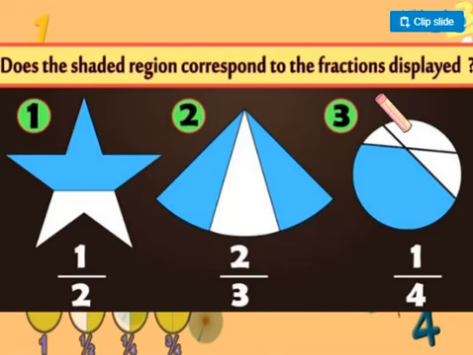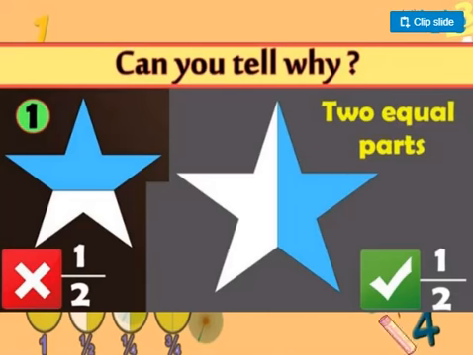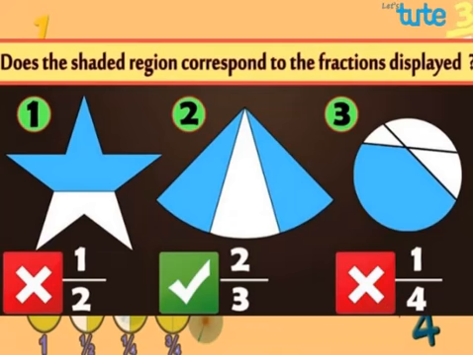3, 2, 1, 0. You can also stop the video to answer or write it in the comments. So over here you can see 1 upon 2 is the correct one. This one was the correct fraction. The correct fraction was 2 upon 3. Okay, students?